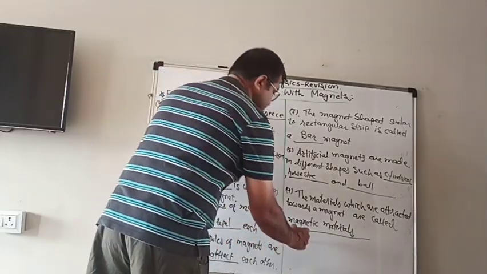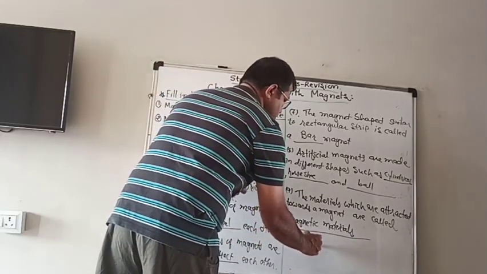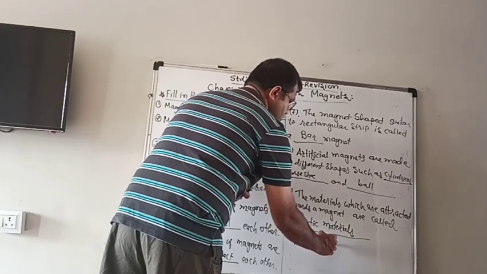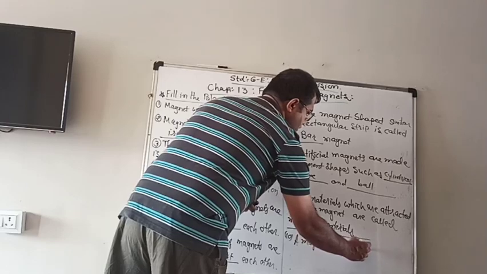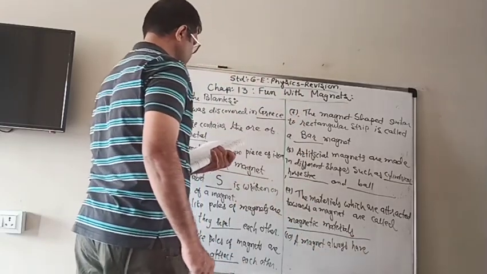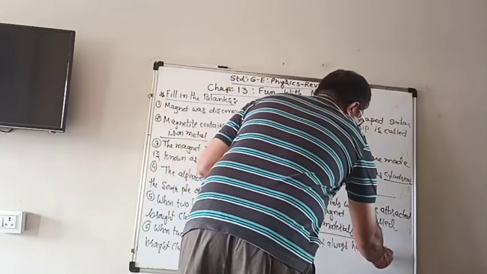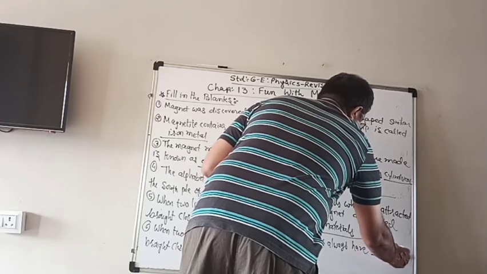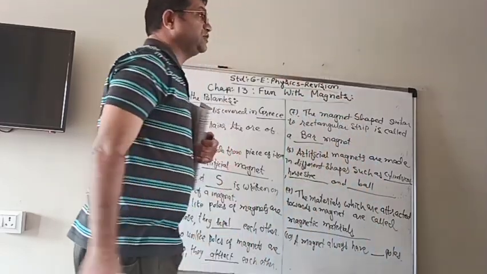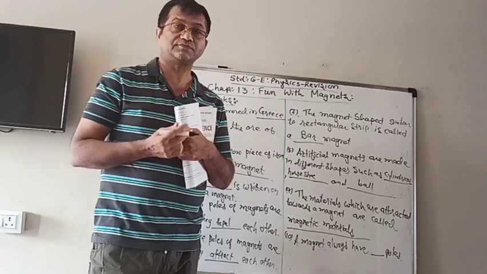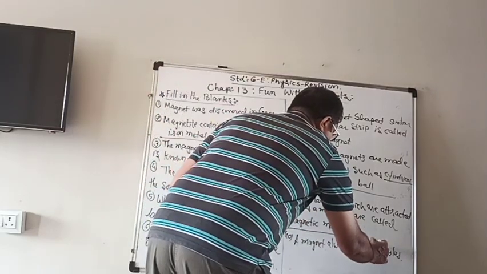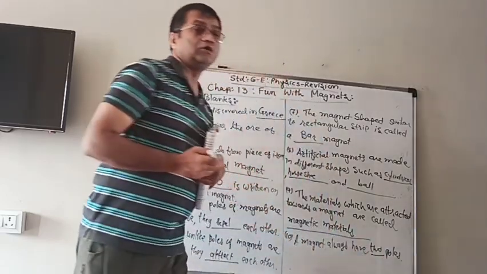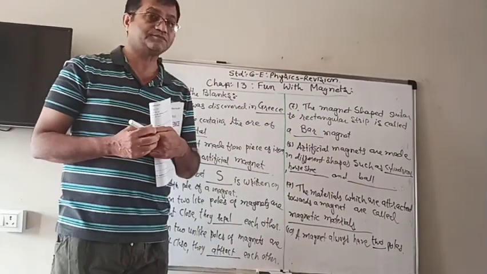A magnet always has blank poles. We know that every magnet has two poles, north and south pole. So it will have two poles.